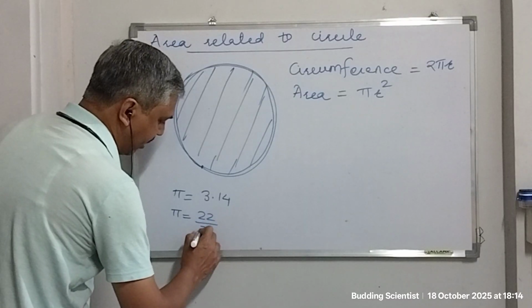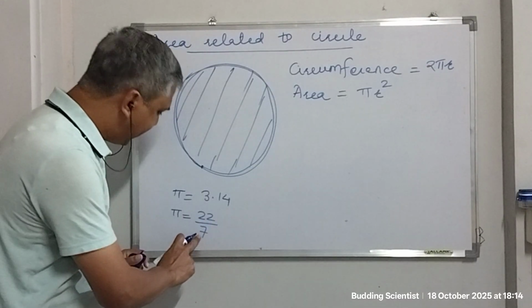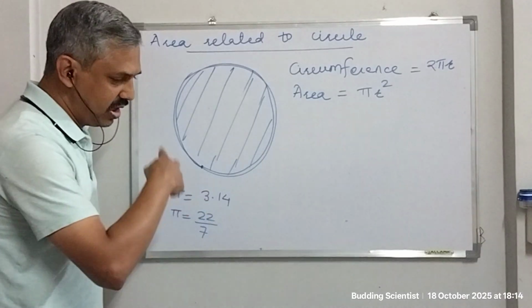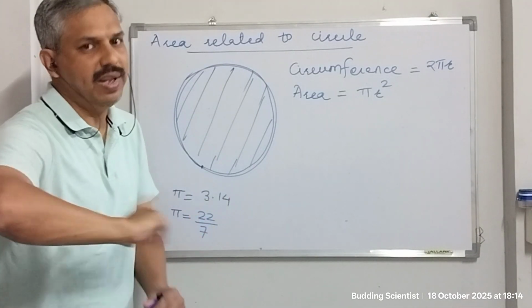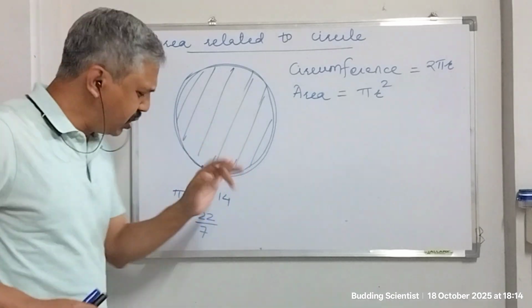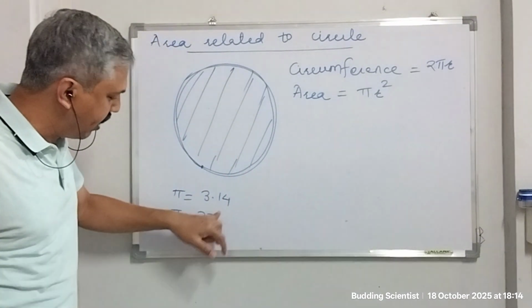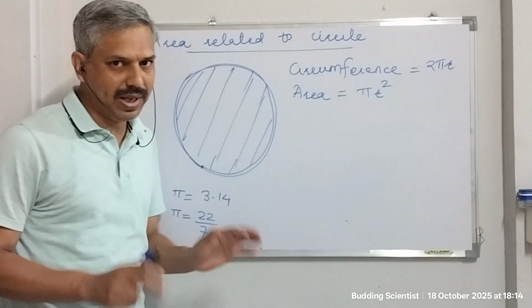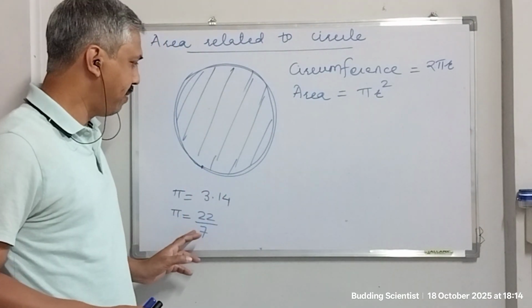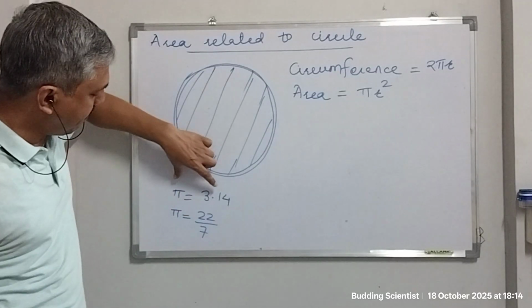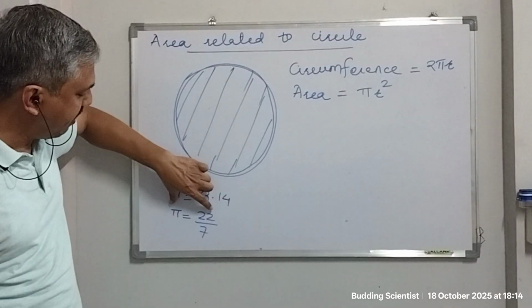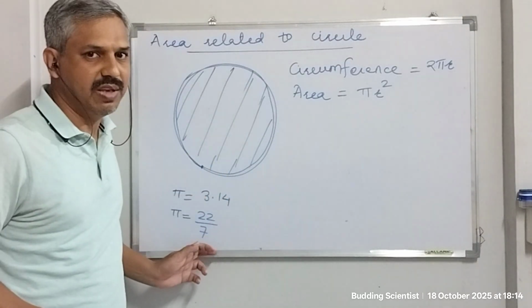22 by 7. Although pi is not exactly equal to 22 by 7, the value of pi is a non-recurring infinite number, but the value is very close to what would be the value of 22 by 7. So sometimes we take it as 22 by 7, but it is not exactly 22 by 7. However, in some examples we take the value 3.14. In some examples we take the value of pi as 22 by 7.